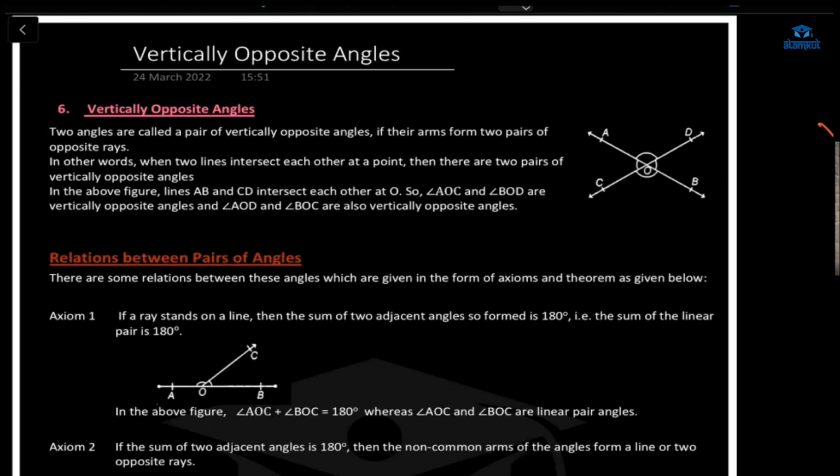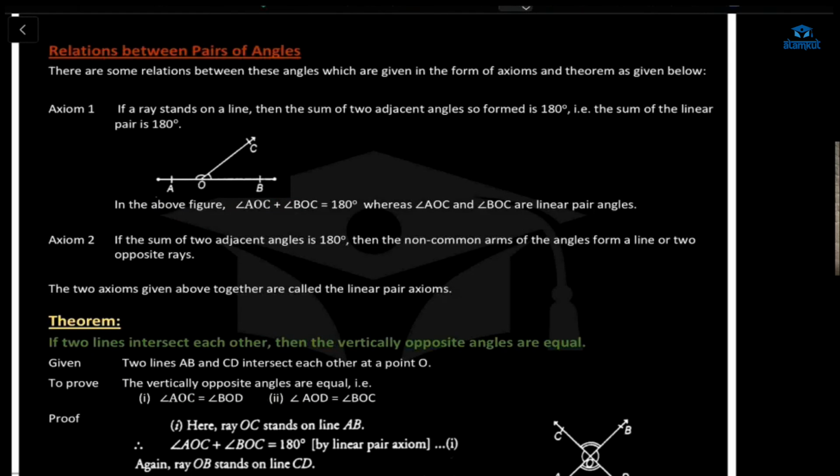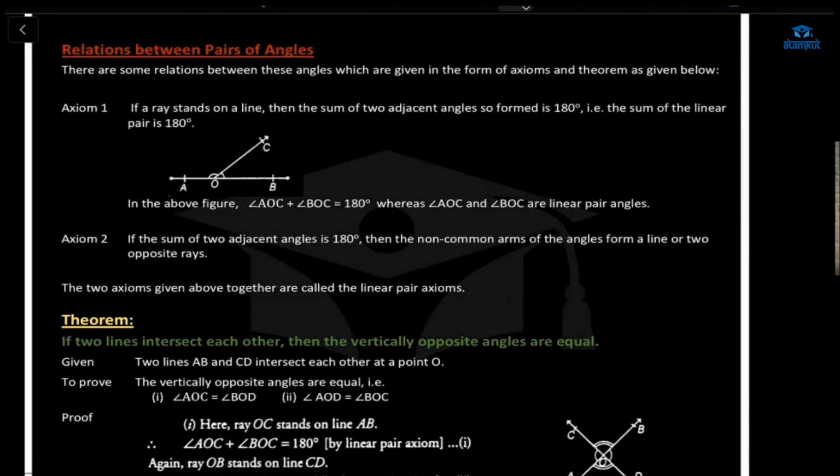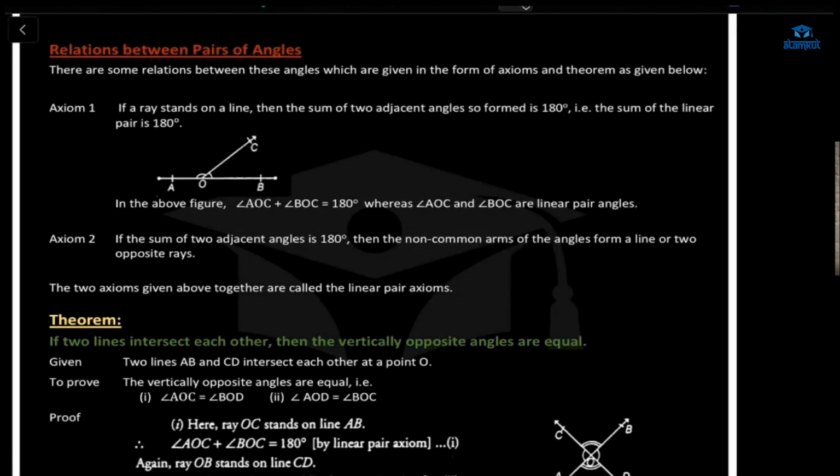Now, relationship between pair of angles. I will be stopping here, and from relationship between the pair of angles, I will start from the next class. Because from here, you will start with the axioms and theorems. So it should be very clear. And these theorems, these axioms will be used. Just two simple axioms are here. Mainly the theorems will be used for your proving. In your geometry, we use theorems.